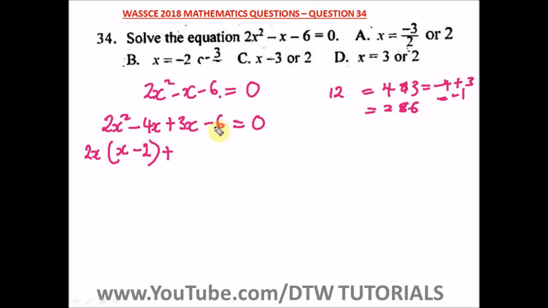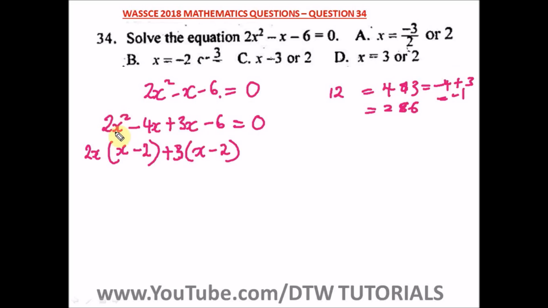Let's drop down this positive here. What can we factorize out here? We can factorize a 3 out, and we are left with x minus 2. If you open up this bracket, you're going to get 3x minus 6. 3 times x will give us 3x, and 3 times minus 2 will give us a minus 6.